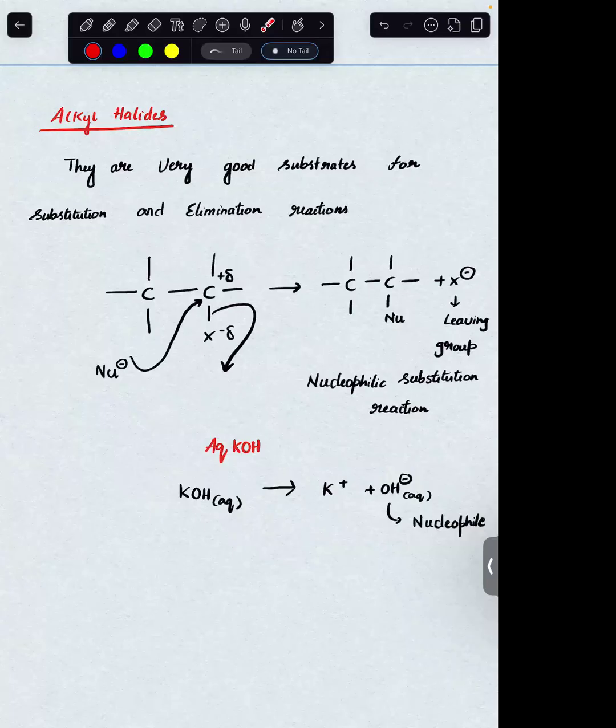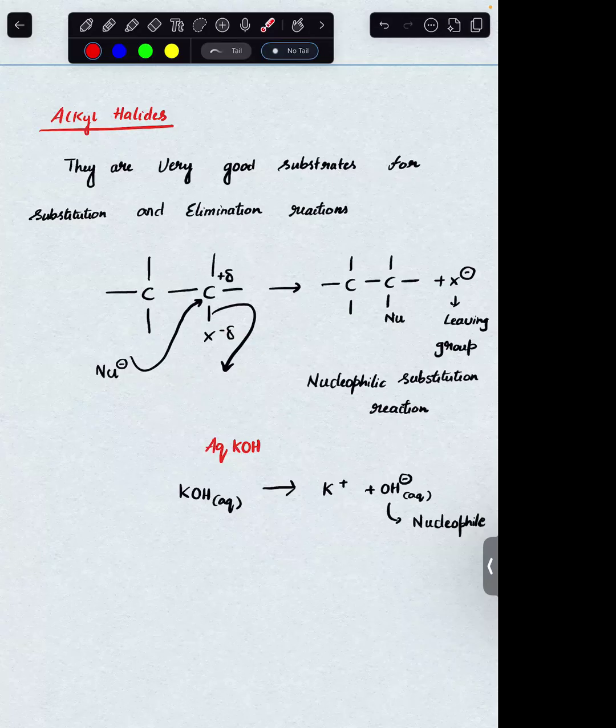In either of the cases, we will be calling it a substitution reaction, because this group is getting substituted by a new group. Whatever group I am removing is called the leaving group, because this is the group that is leaving this particular substrate and giving way to a new group, the incoming group. The incoming group is called the nucleophile and the outgoing group is called the leaving group. We already studied something: weaker is the base, better is the leaving group.